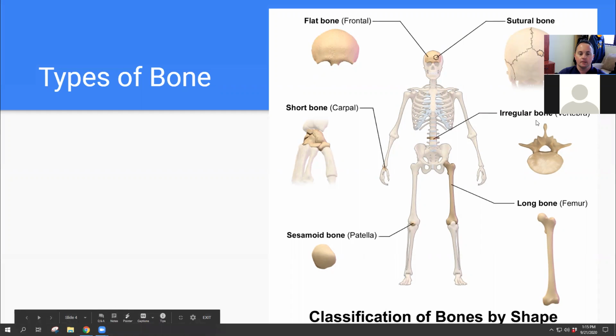An irregular bone has an odd shape to it. So you can look at the vertebrae here. You have the body of the vertebrae, and then you have all these little processes or projections off of the back. Okay. So an irregular bone would be a bone that is oddly shaped, we will say.